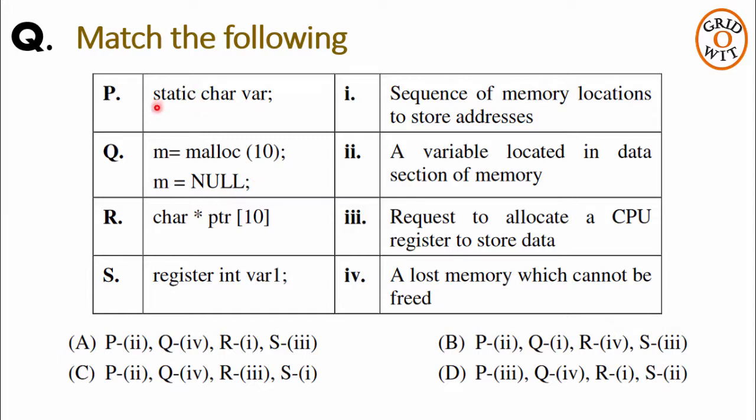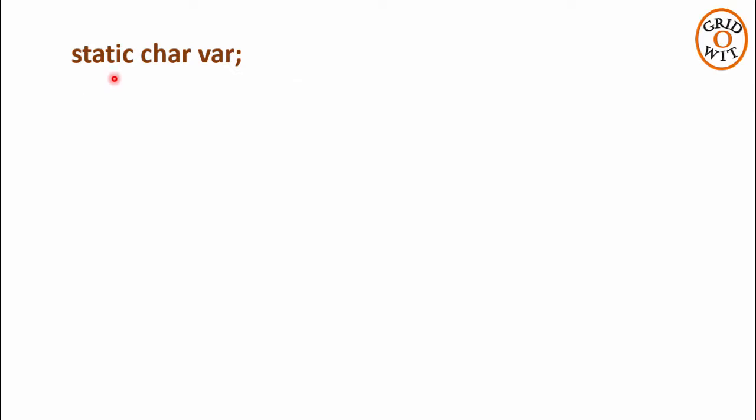Now first statement is static char var. With this statement, a static character variable named var will be created in the memory. Because there is no explicit initialization, by default its value will be null. If you print the decimal value of this character variable, it comes out to be 0.